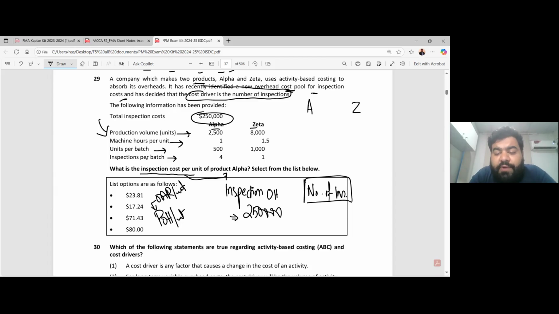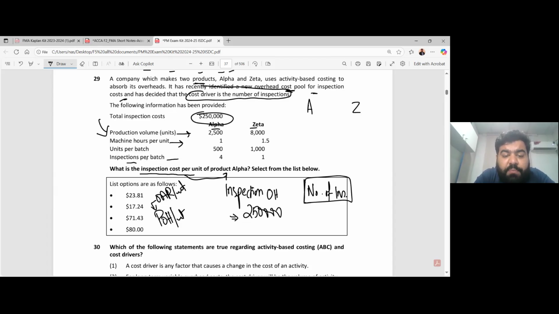Okay. So what is the number of inspections? Let us calculate the total number of inspections. If we see, it's written inspection per batch, the same case as we have done in plus and double plus in the question. Inspection per batch means that this is not the total inspections. It is per batch inspection. So we will see how many batches are there.